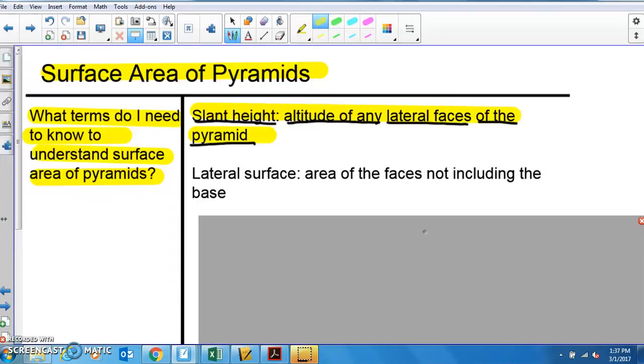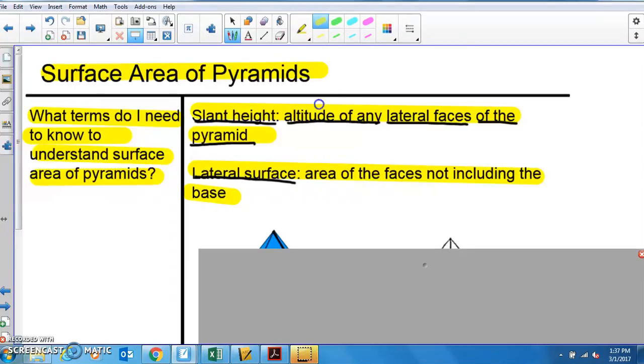And then we have what's called lateral surface. It's the area of the faces, not including the bases. So we have the sides of the pyramid going up. The height of that is called the slant height. Then we have what's called the lateral surface area, or the lateral surface. That's the area of all of those faces going up to the point of a pyramid. So the lateral surface refers to the area of the faces. It does not include the base.